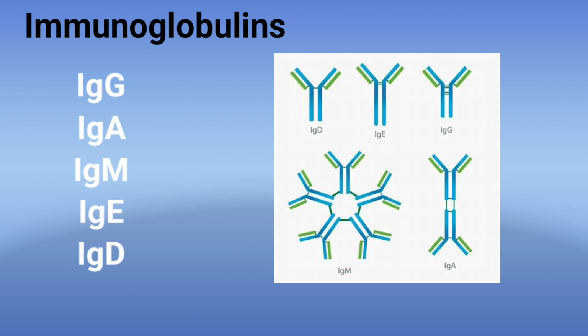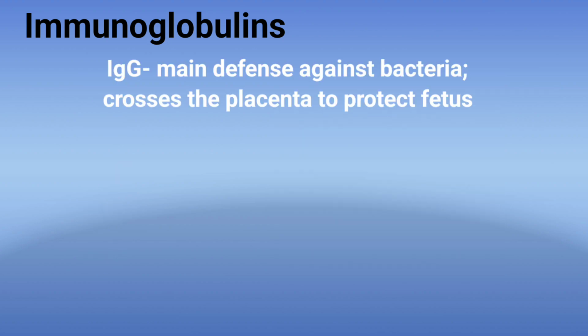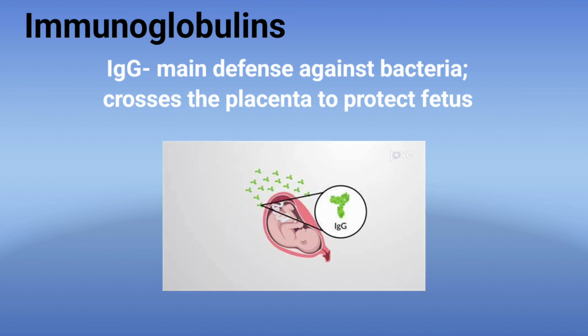Immunoglobulins. There are five Igs: IgG, IgM, IgA, IgE, and IgD. We're going to go over IgG first. It's the main defense against bacteria. What's special about it is that it can cross the placenta to protect the fetus against infection.